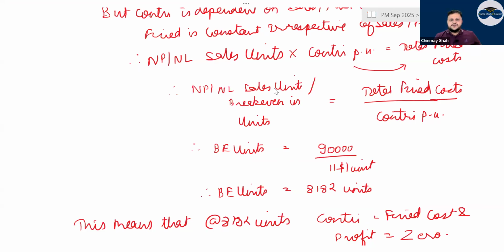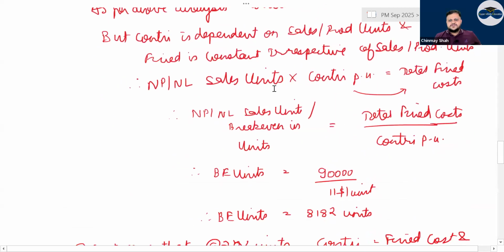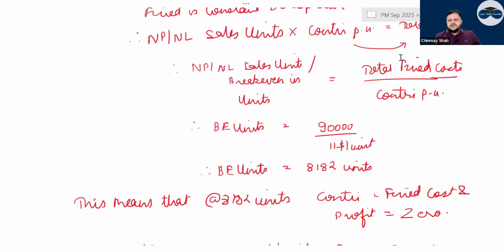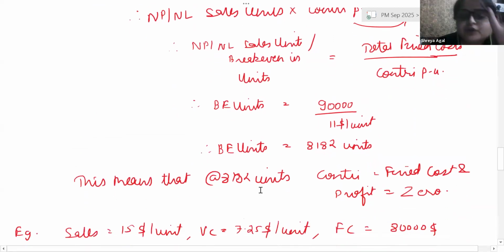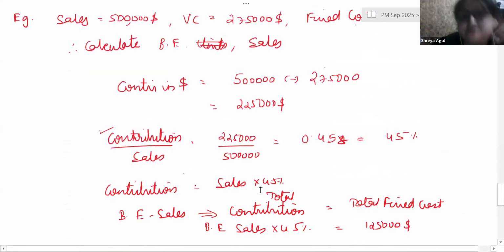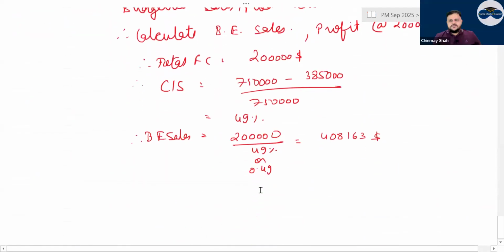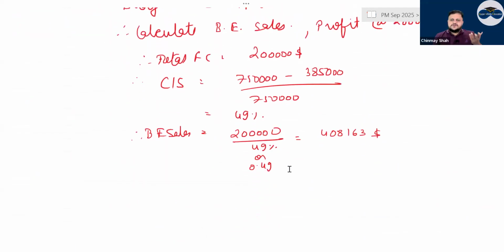81818 units into contribution, how much is it per unit? Tell me. Take $11. 81818 into $11, no, 90,000. Sir, I want to find out the units by reverse calculation. Arre madam, that's exactly what we do. You didn't understand.